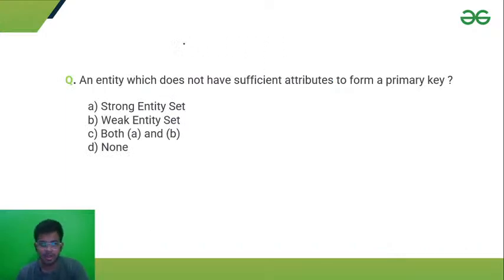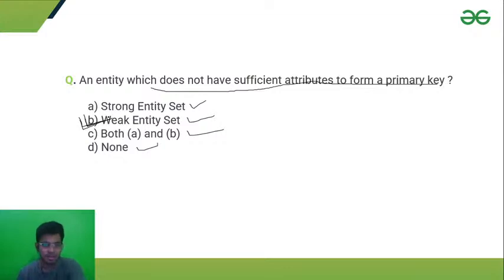I'd like to ask you questions regarding what I have taught you today. The question says: an entity which does not have sufficient attributes to form a primary key is called a strong entity set, a weak entity set, both, or none. From what I taught previously, the entity which does not have sufficient attributes to form a primary key is a weak entity set, right? Because a strong entity set has a primary key, or sufficient attributes to distinguish itself. So the answer is B, weak entity.